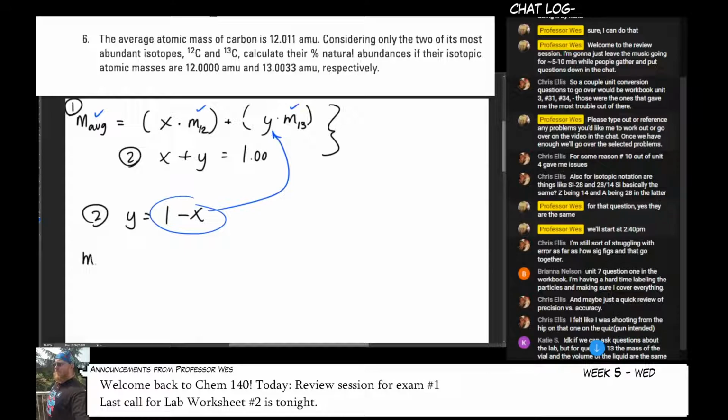So M average is x times the mass of carbon-12 plus 1 minus x times the mass of carbon-13. And I'm going to factor that in, or I guess FOIL that in, right? This is equation 1, by the way. So I didn't do anything here, but 1 times M13 is M13. And then minus x times M13 is x times M13.